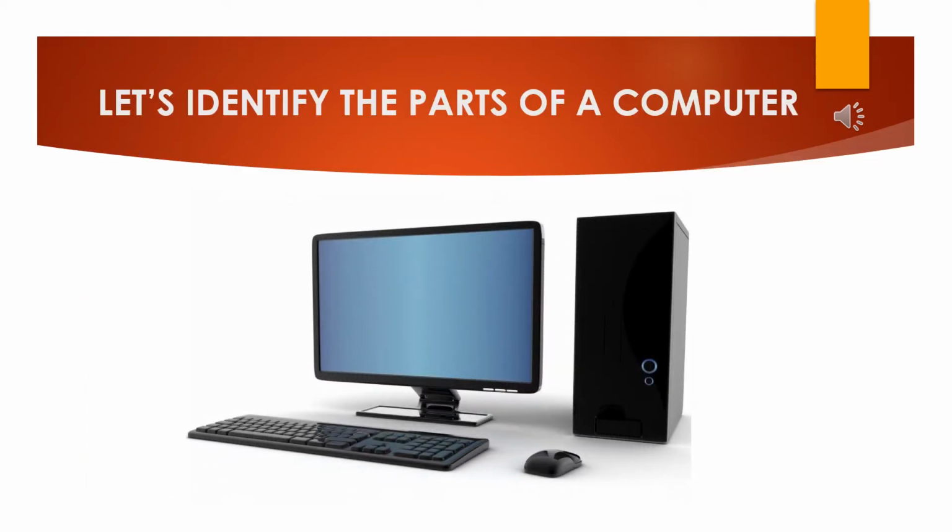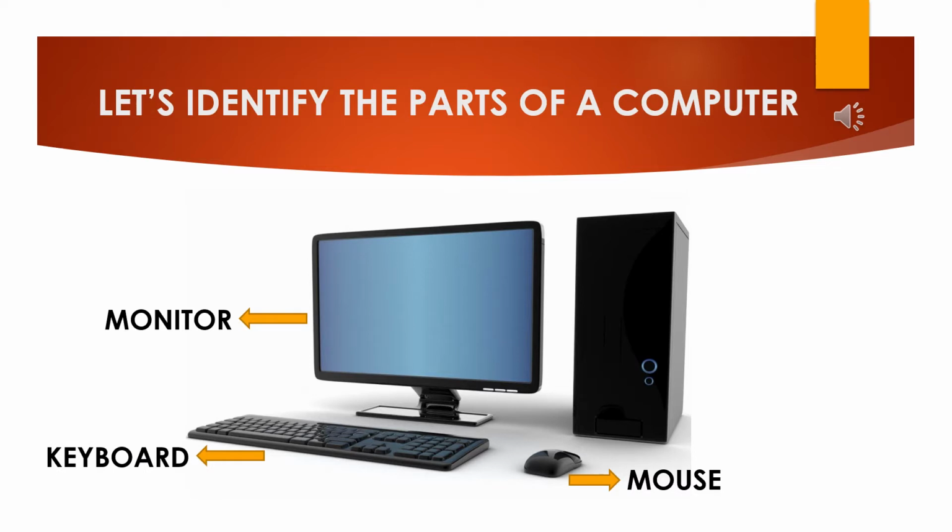Let's first recollect the different parts of the computer. Let's identify them. So we have the monitor, the mouse, the keyboard and the CPU being the four main parts of a computer. So do you remember what the monitor does? Yes, whatever we type or whatever we draw, all that work is seen on the screen of the monitor. And what does a mouse do?